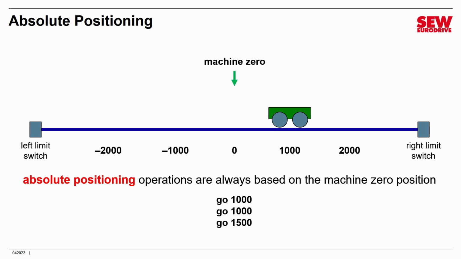If I say go to 1500, of course it will. It'll go to the position between 1000 and 2000. And if I say go to minus 2000, then it's going to jump way over here to this absolute position. So that is one type of positioning. It's a mode available in this MOVIKit.